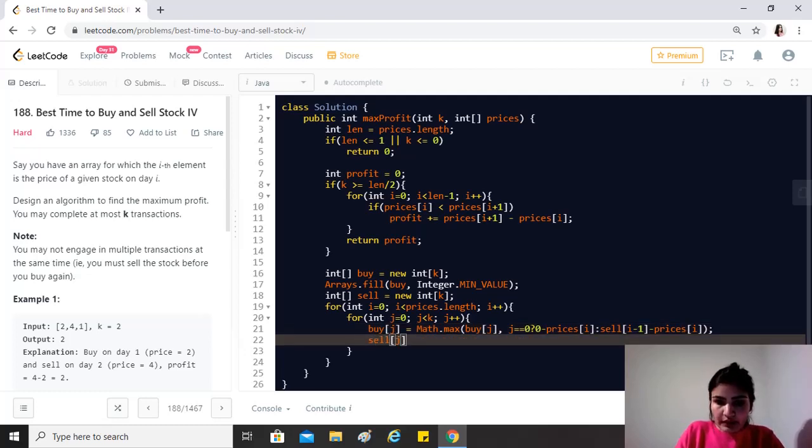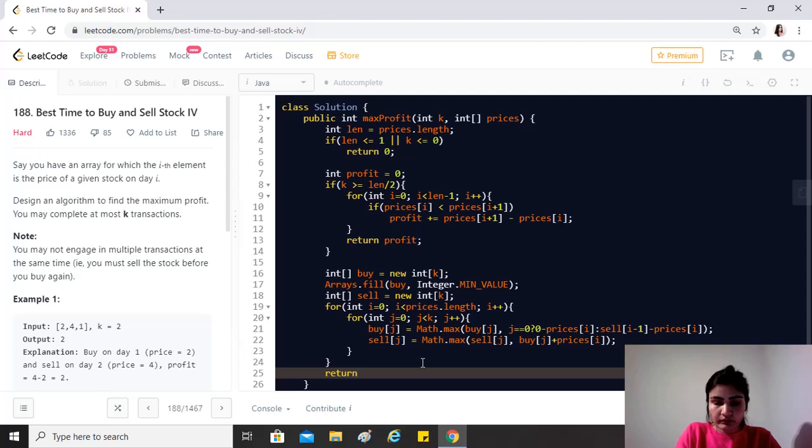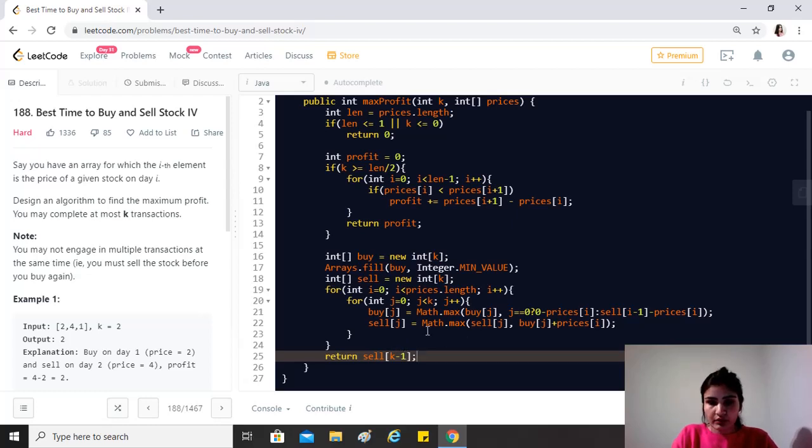And now similarly, we'll populate sell j, which is equal to Math.max of sell j. Okay, and so we don't need to be worried about the zero condition here because we would always have done the buy in the first place before this. So all we have to do is use buy of j plus, because we are selling it, so we get that much money, plus prices of i. So we just keep doing that, and then at the end we return sell k minus 1. That is our last transaction of all the k transactions, and that is the amount of money we have made out of the transactions we make.